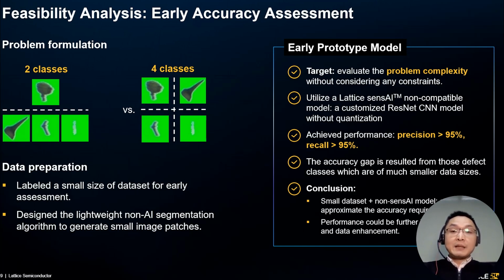However, after some further analysis, we identified that this accuracy loss was mainly a result of the limited size of the small dataset. With this early assessment, we got the conclusion that with a small dataset and with a traditional single model, we can easily get close to the accuracy requirements. The model performance could be further improved by both model and data enhancement in the following steps.